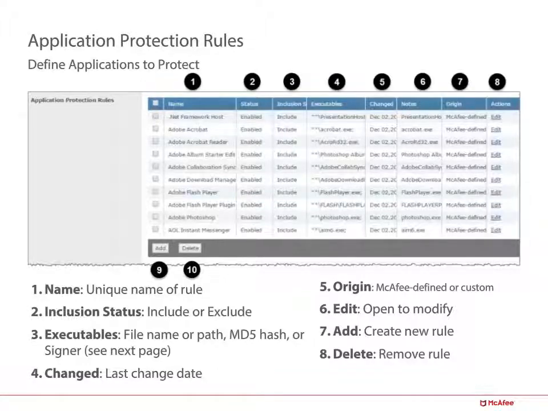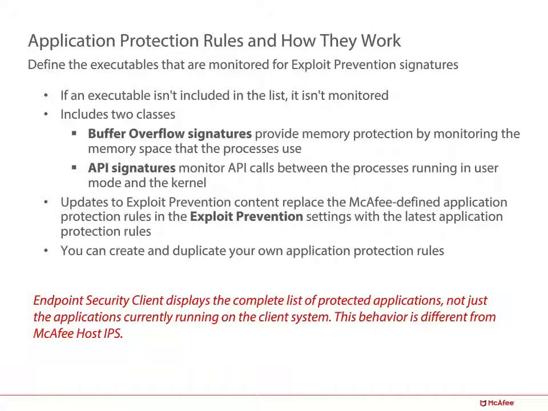meet your needs. To understand how the application protection rules work, you define the different executables that will be monitored for exploit prevention signatures. If you do not have an executable that's included in that list, it is not monitored by these signatures. We have two classes of executables. We have the buffer overflow signatures that will provide the memory protection by monitoring the memory space that all the processes use. We also have the API signatures that will monitor all the API calls between the processes that are running in user mode and the kernel mode.